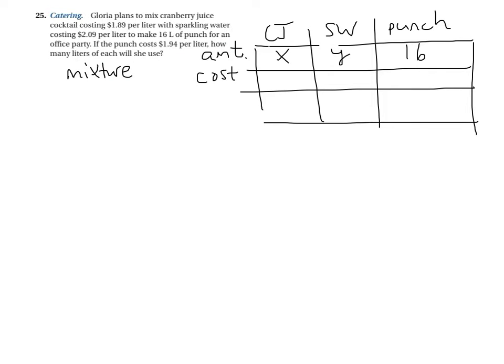And then the cost. Cranberry juice is $1.89 a liter. Sparkling water is $2.09 a liter. And we actually know that the cost of the punch is supposed to be $1.94 per liter. So unlike the last word problem, this box we actually can fill something in. And then this isn't really so much a value as the last problem, total value, but it sort of is. So we'll call this 1.89x. It's x liters at $1.89 per liter. I guess it really is a value.